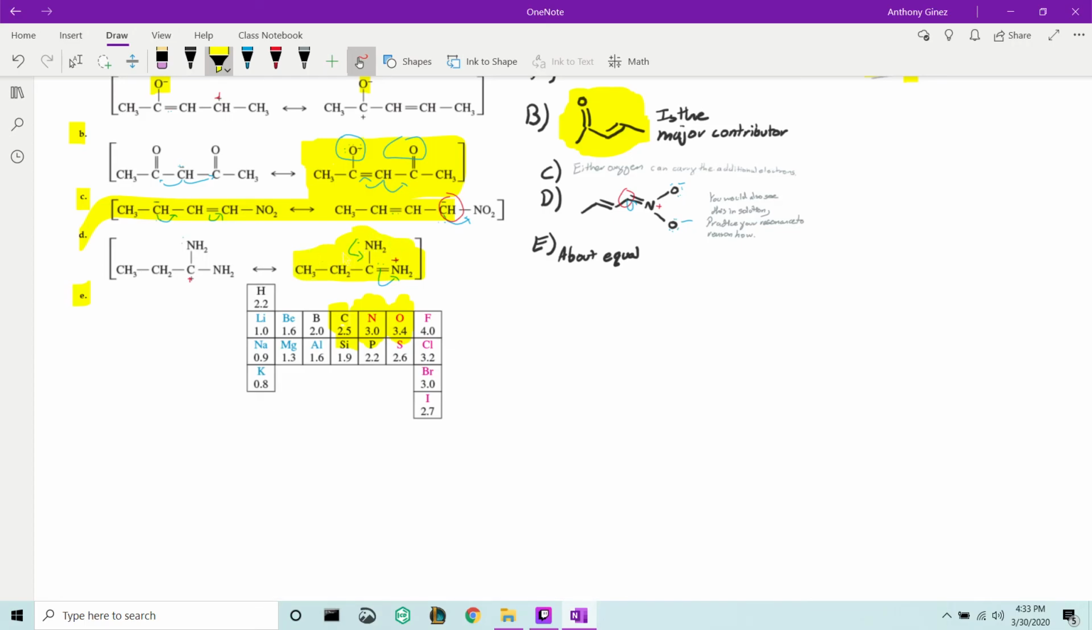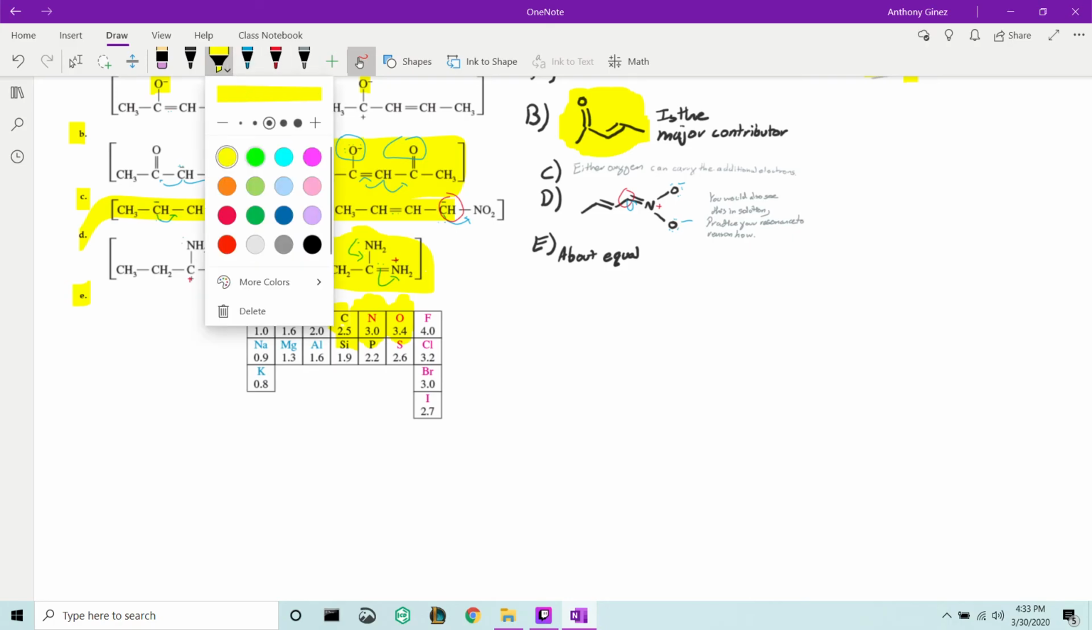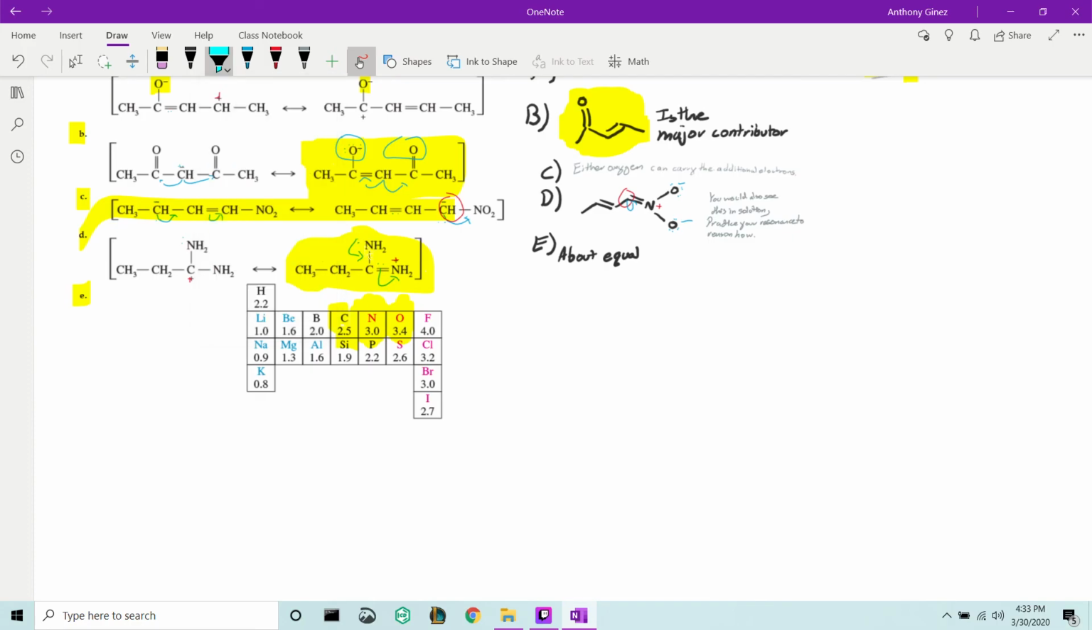As far as knowing resonance forms off the top of your head, that's not nearly as important as recognizing how many electrons are available on nitrogen, how many electrons are available on oxygen to even form double bonds. You have to recognize that they are electron-rich species that can donate their electrons to form double bonds.